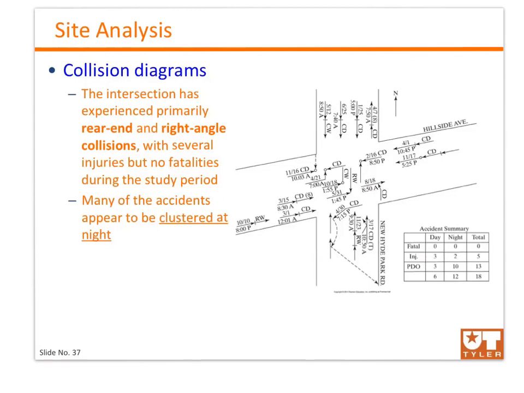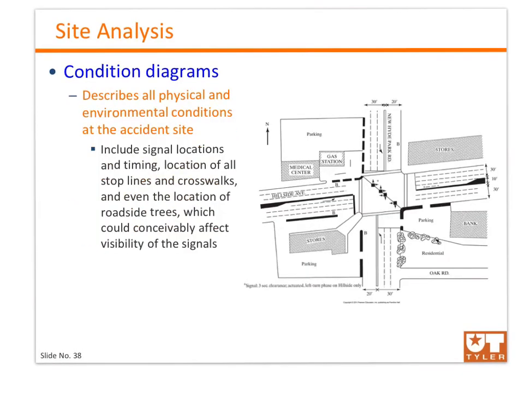As you could tell, another thing that we can show from this little table besides the collision diagram is that many of the accidents appear to be clustered during nighttime. You could see 6 at daytime and 12 during nighttime, so the number of accidents doubles at nighttime. And that also might tell you some of the reasons. Maybe the lighting conditions at that location are poor, and we need to work on it to improve the sight distance during nighttime. Now shifting gears to a condition diagram.